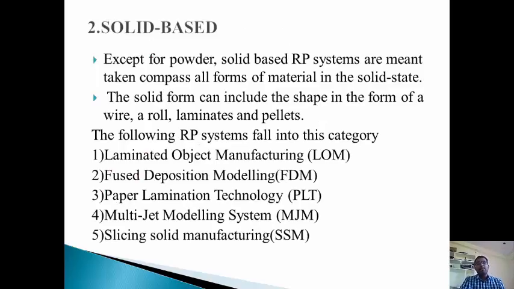The second process is the solid based method. Except for powders, solid based rapid systems are composed of materials in all their forms in the solid state. Solid forms can include shapes in the form of wires, rollers, laminates and pellets. The following are examples of solid based systems: laminated object manufacturing, fused deposition modeling, paper laminated technology, multi-jet modeling systems and slicing solid manufacturing.